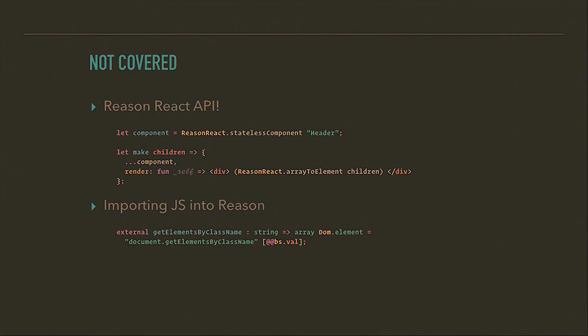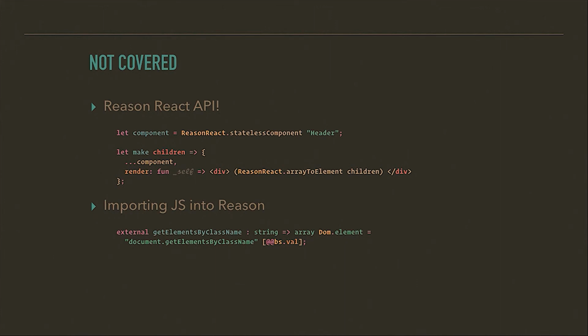And that's all I've got planned because we don't have a huge amount of time. What we haven't covered, which is kind of insane for a talk about React and JavaScript interop, is the ReasonReact API. We didn't even look at that header component. This is what it looks like. The ReasonReact API is pretty simple. In order to define a component, you actually use object spread syntax, which is quite nice.